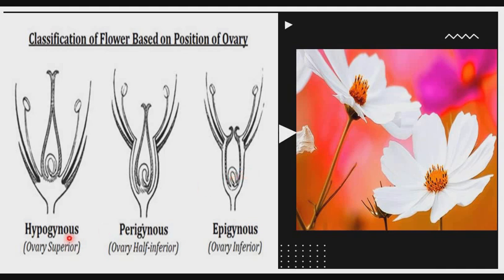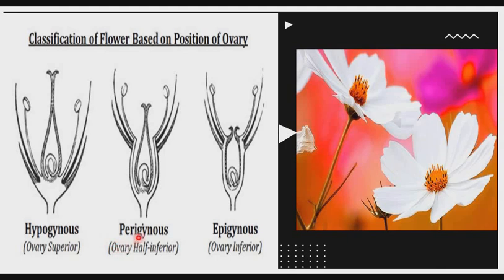Now, in hypogynous flowers, an example like the hibiscus flower, we have a superior ovary, in which the ovary of the flower is placed above other floral parts. Here the ovary is placed above other floral parts on the receptacle.